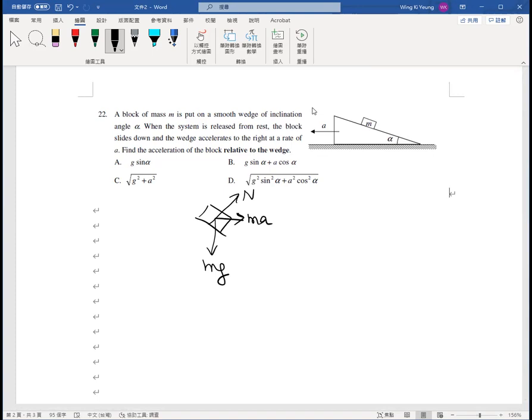opposite to the direction of a with the magnitude ma. That's it. And then if you look at the motion of the block relative to the wedge, it should slide downwards along the wedge. So that means the net force is along this direction, along the dotted line direction. Then you don't need to solve the net force along the vertical direction.